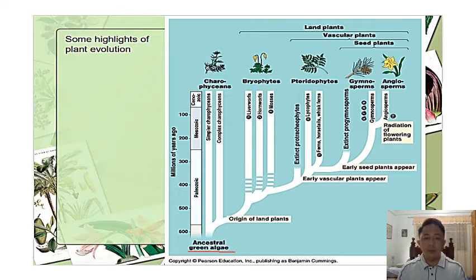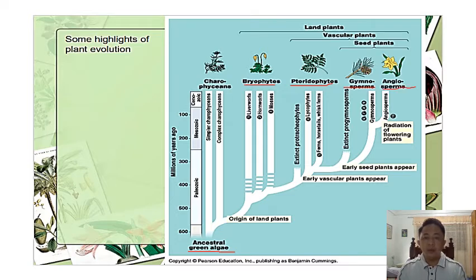So it took millions of years for this early known ancestor to evolve, where the origin of land plants came from. The earliest group that evolved from the charophyceans are the bryophytes. Then later on, we have the pteridophytes, and then the gymnosperms, and the modern plants, the angiosperms.